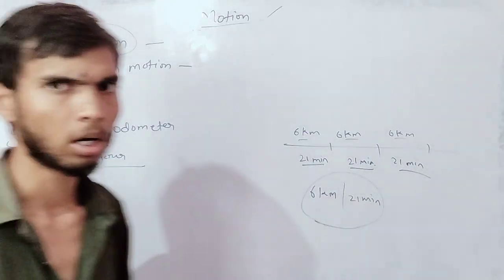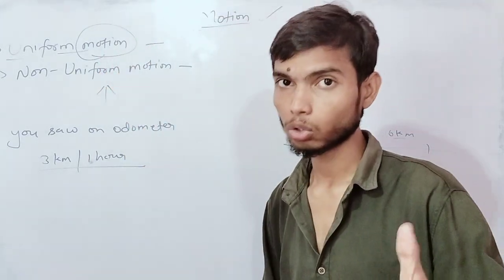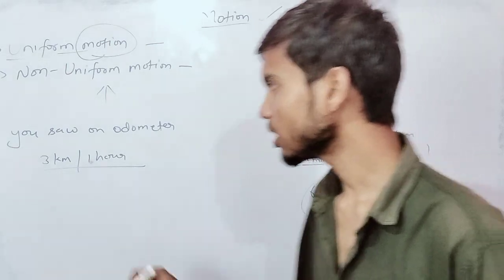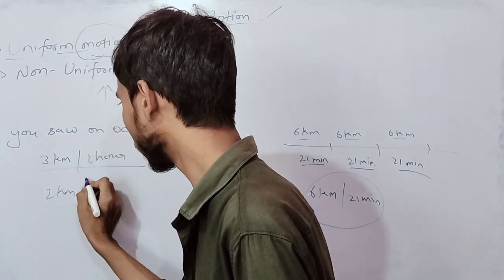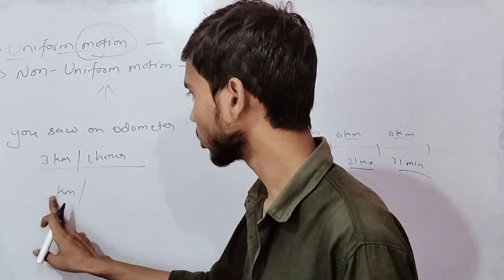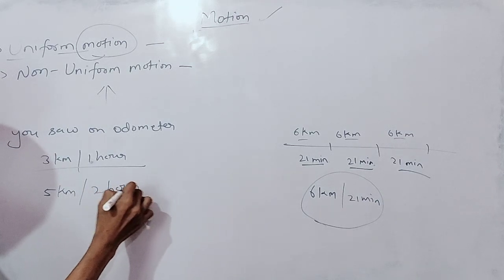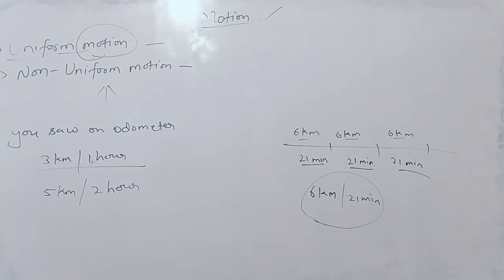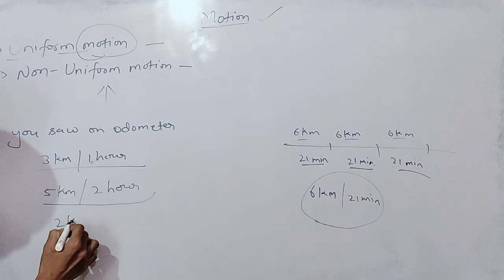You saw on the odometer. Now I am telling you, again after 1 hour you see how much distance you did cover. The odometer is telling you how much? 2 kilometer. The odometer is telling you 5 kilometer within 2 hours. You can see what is happening. The odometer tells like that. This is complete from initial. We have to find from this how much distance you cover. You would say 2 kilometer within 1 hour.